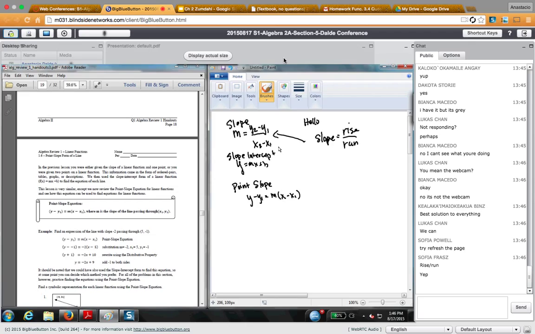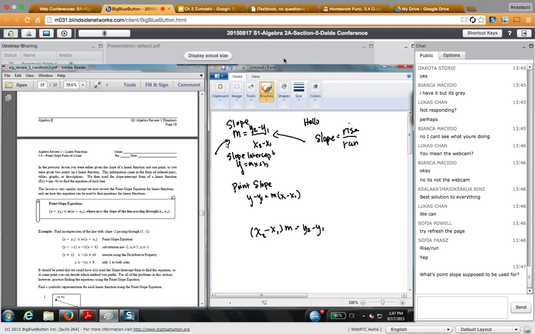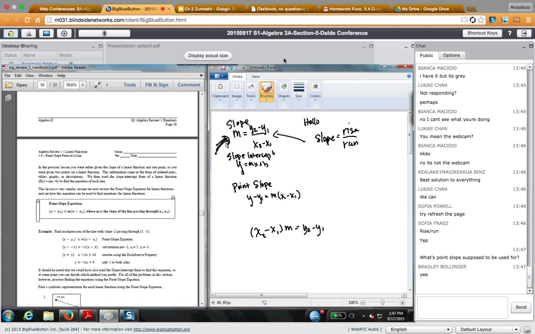Well, guess what, folks? See this point-slope formula? It's really the same thing as the first formula. All I did was take this first formula and clear out the fractions. So I have x2 minus x1, times m, equals y2 minus y1. Do you guys see where I got that from? I just took the slope formula, this first one up here, and multiplied both sides by x2 minus x1. We cool with that?